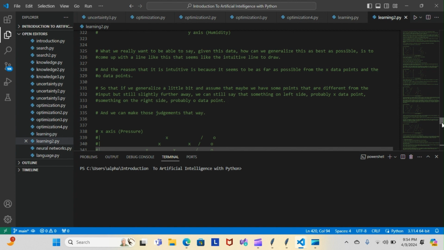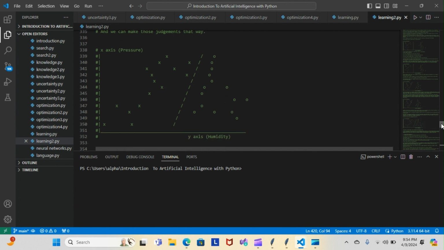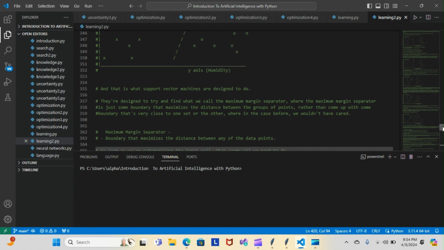Now, this is the actual graph that we came up with. You can see our line separating our data points, our X's and our O's. So it's saying that something on the left side is probably going to be an X data point, and something on the right side is probably going to be an O data point. Remember, our X's stand for not rainy days, and our O's stand for rainy days. And that is what support vector machines are designed to do.